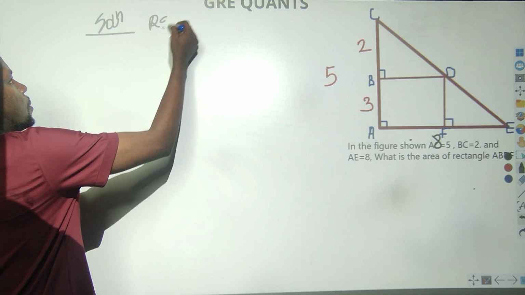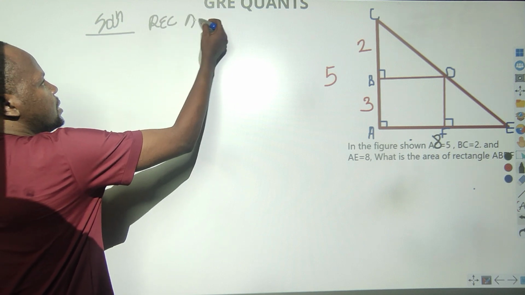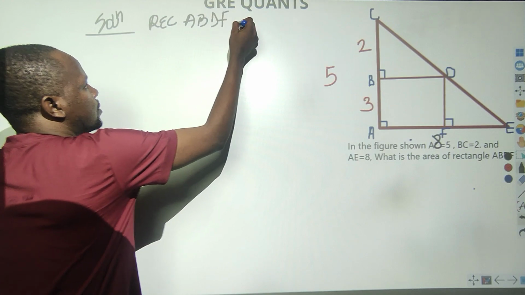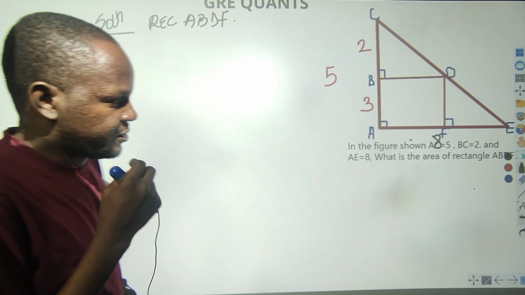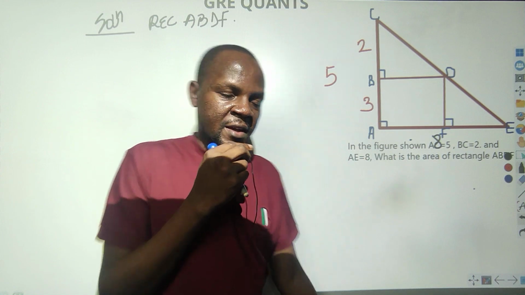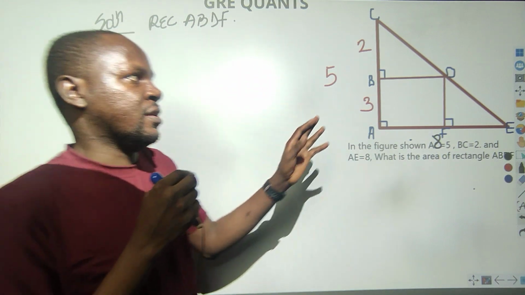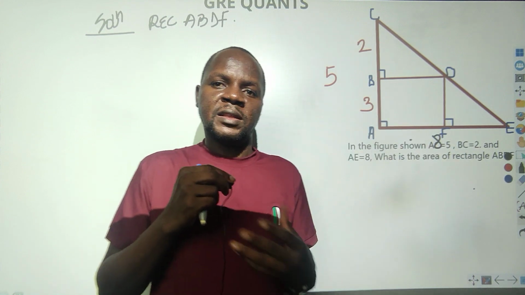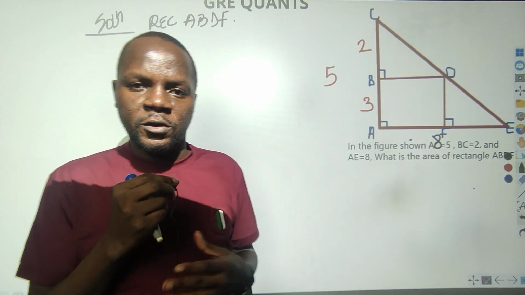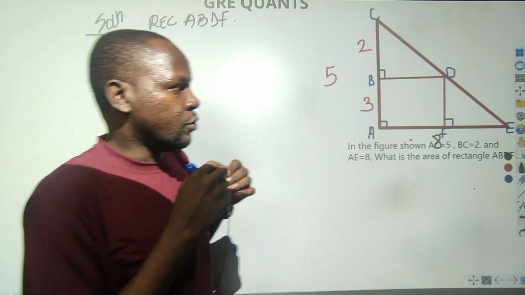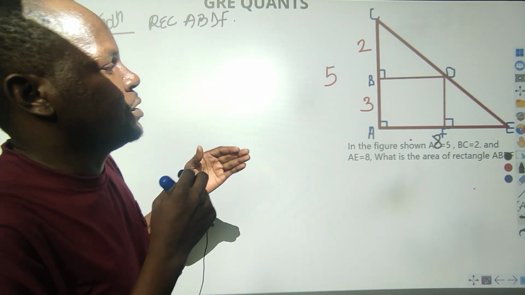Rectangle. Looking for rectangle ABDF. Now to get this one, there are some things we need to keep in mind. Whenever we see triangles or shapes that are embedded in each other, the first thing that should come to your mind is similar triangles. So now I can actually bring out similar triangles.